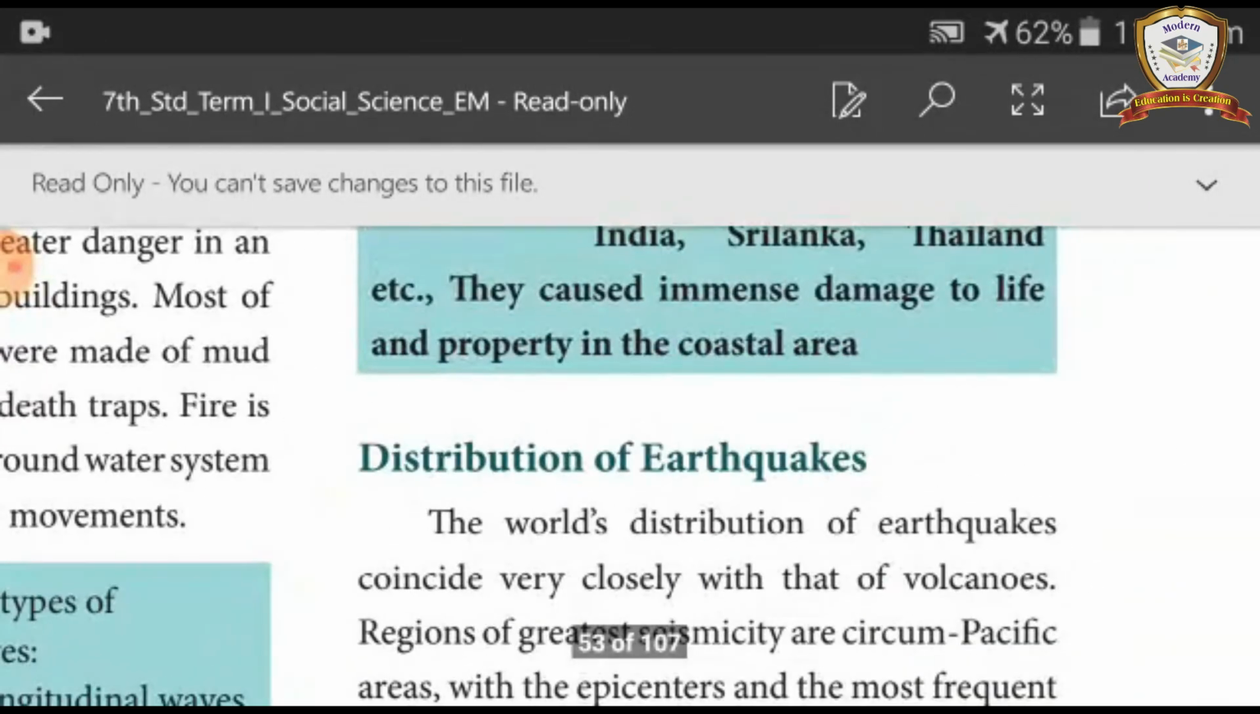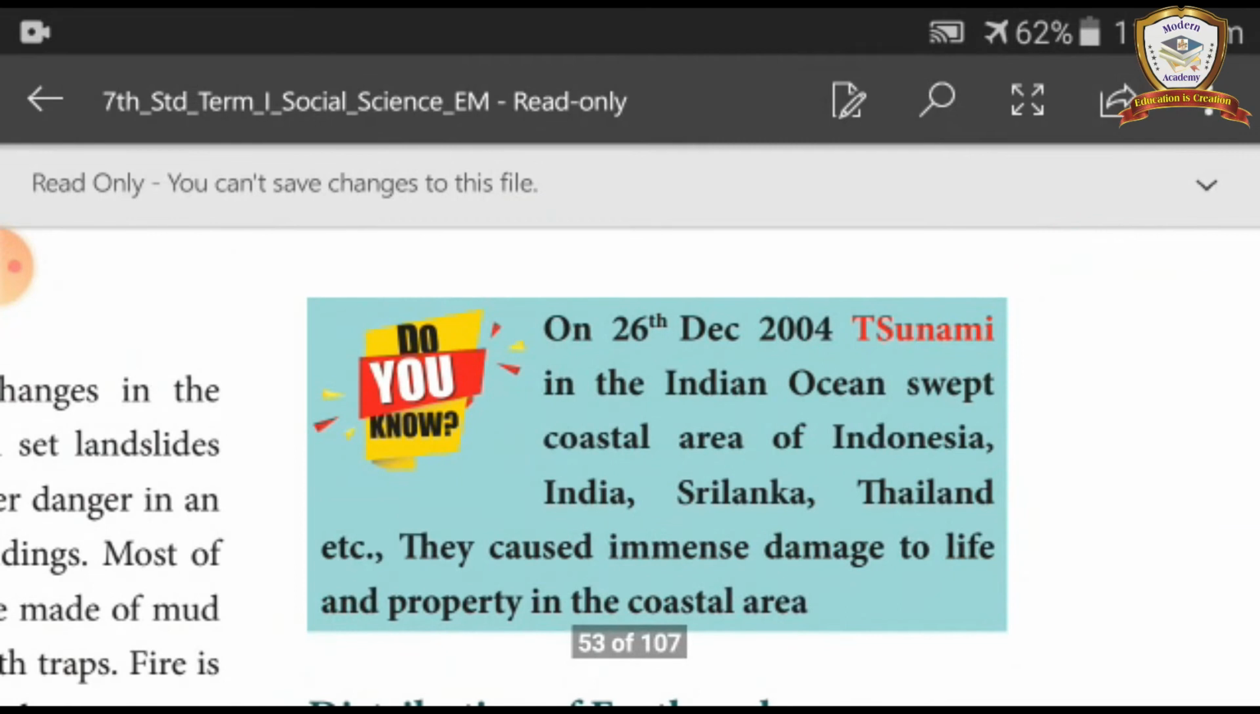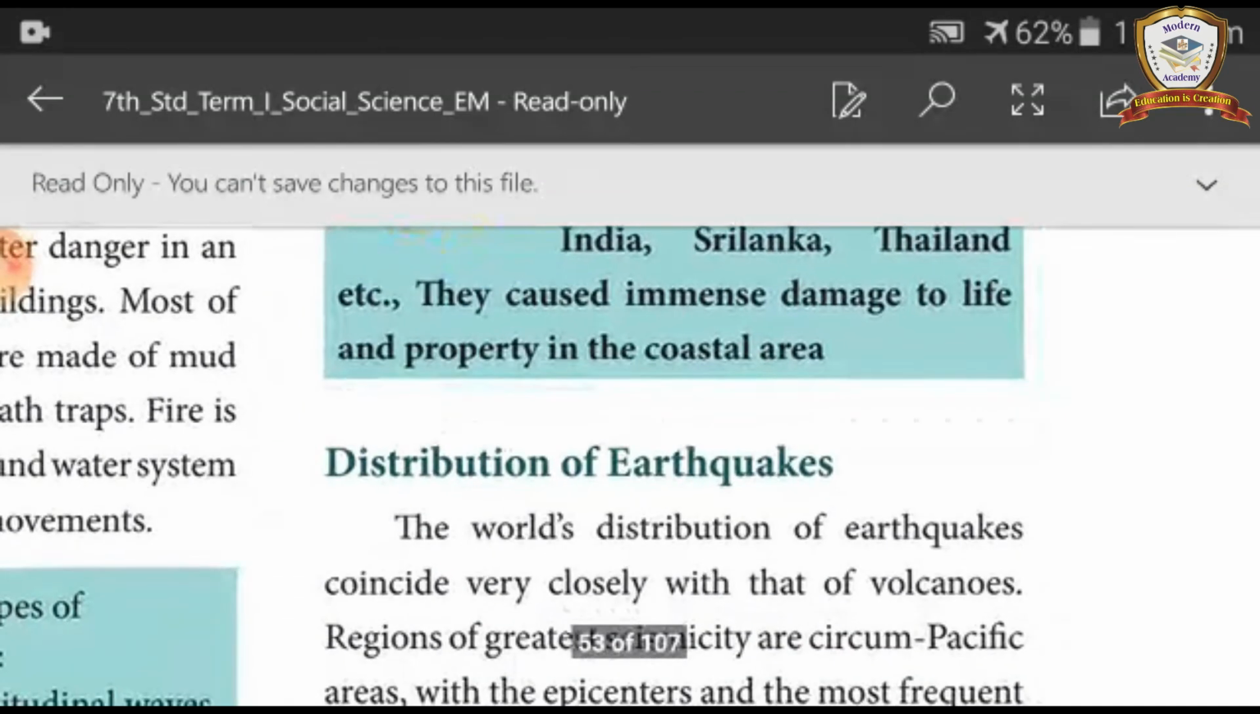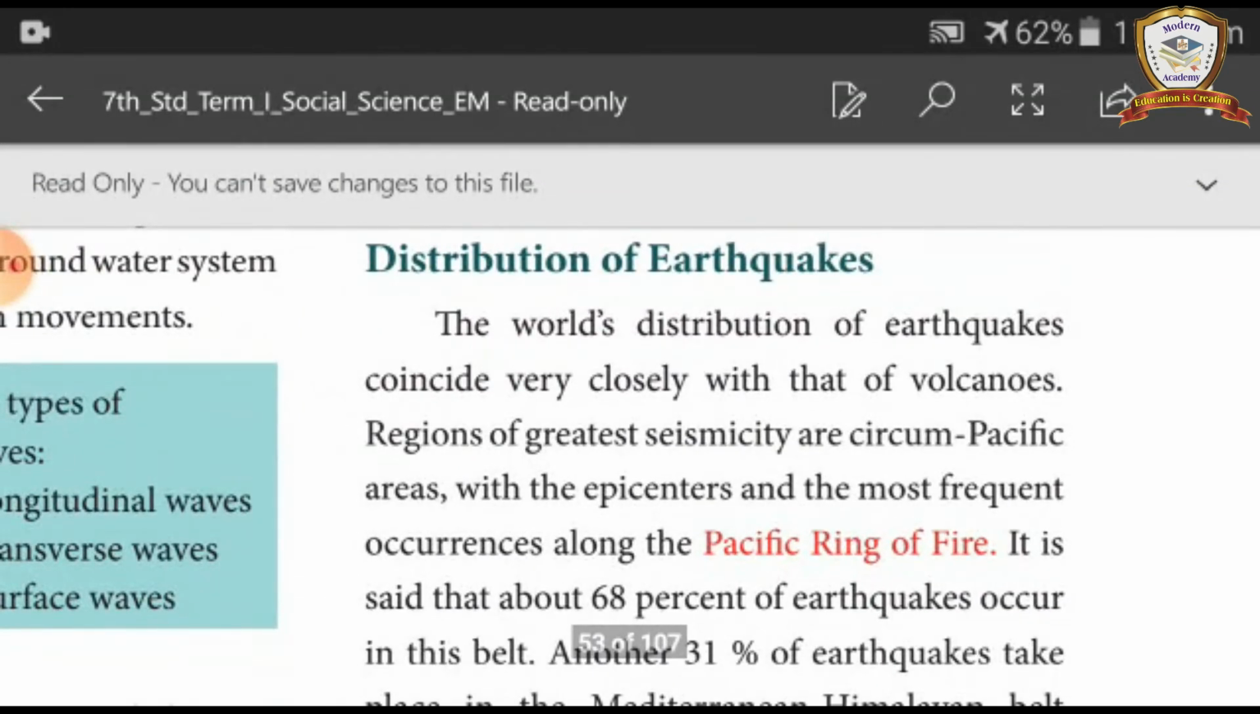Distribution of earthquakes. Do you know, on 26 December 2004, a tsunami in the Indian Ocean swept the coastal areas of Indonesia, India, Sri Lanka, Thailand, etc.? They caused immense damage to life and property in the coastal areas. Distribution of earthquakes. The world distribution of earthquakes coincides very closely with that of volcanoes.